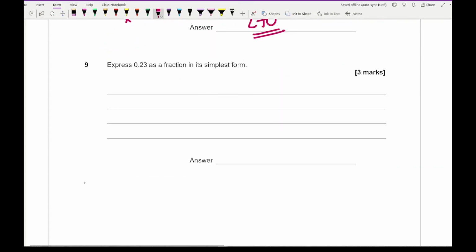Now for question 9, there is a little bit of a mistake on here, but the question is asking us to express 0.23 recurring as a fraction in its simplest form. For this, we need to follow the steps. So we write x equals 0.23 recurring. Then we multiply both sides by 10, so we get 10x equals 2.3 recurring. If I multiply it by 100, I get 100x equals 23.3 recurring.